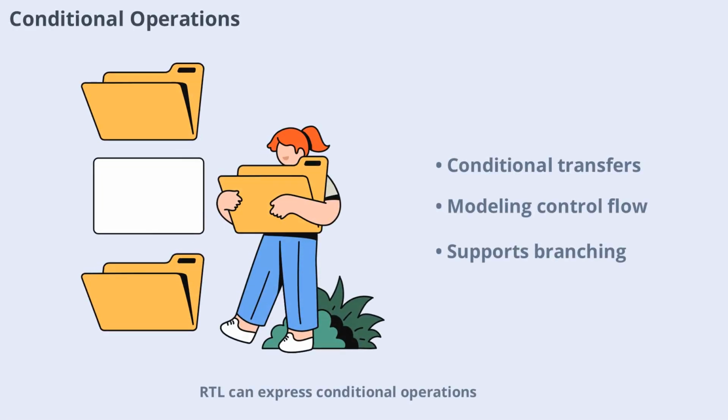RTL can express conditional operations, which are essential for decision-making in digital systems. For example, an RTL statement might specify that data should be transferred only if a certain condition is met, such as if z = 1, then R1 ← R2. This allows designers to model control flow and branching, which are key aspects of computer programs and hardware.